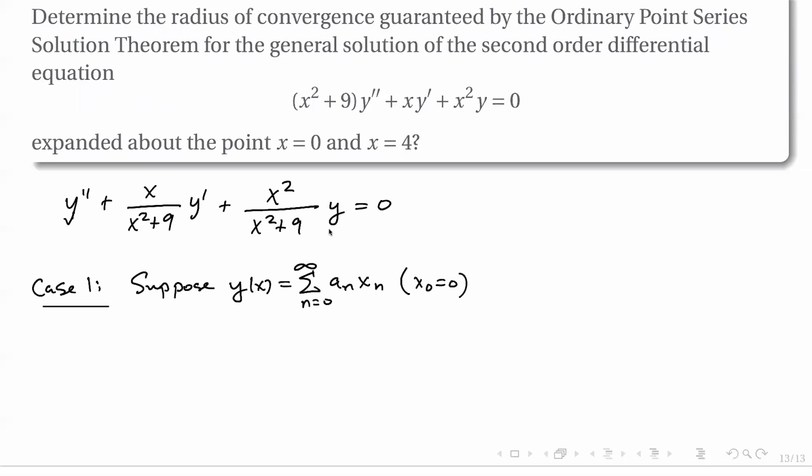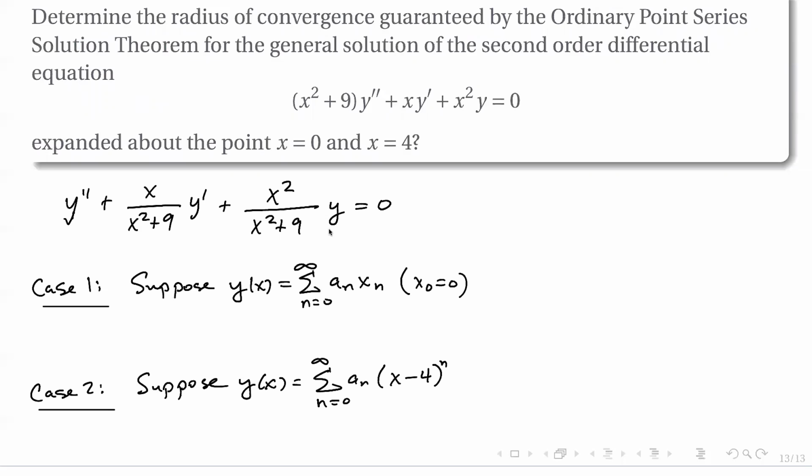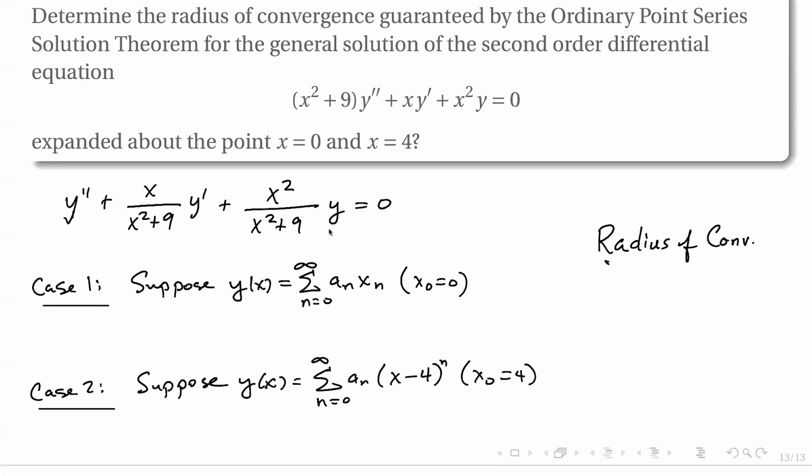Versus case 2, which is suppose that the solution is a power series centered at 4. So that would be x minus 4 to the n. So here x naught is 4. I want to list over here what the radius of convergence is for each of these examples.